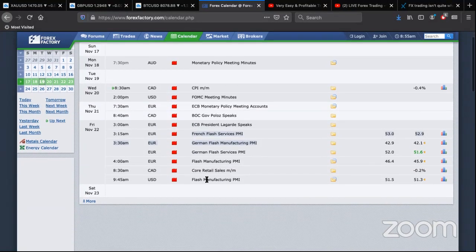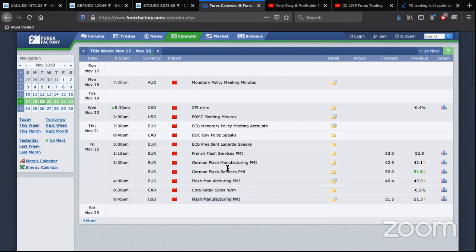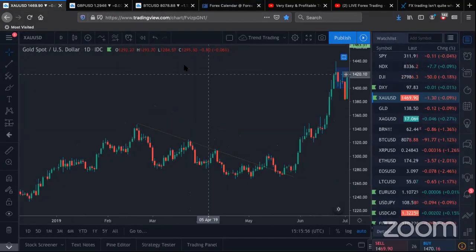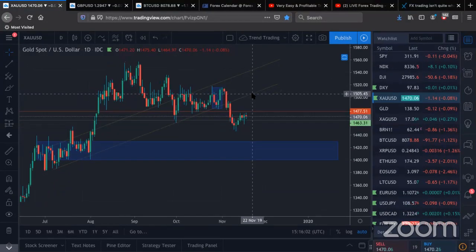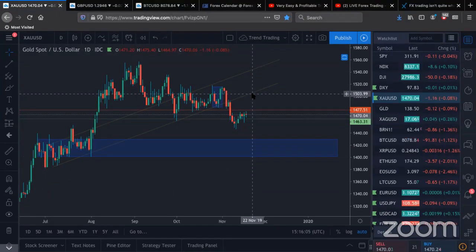And then we also have manufacturing PMI. Friday's a big day out of the US dollar. So we're going to see a lot of movement happening on Friday. What does that mean? Oftentimes before big news events, you'll see the day before, positions get squared up and price kind of stalls out. Expect a lot of that happening on Thursday.